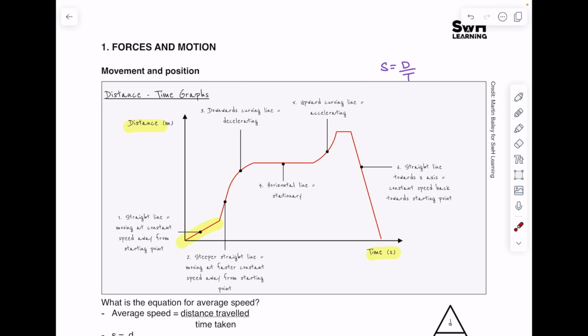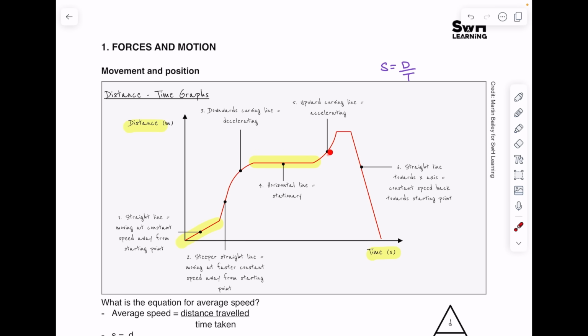As the graph line curves, the object must be accelerating. It's steeper here, so we've got faster acceleration up here, and then as the graph line becomes shallower, we have deceleration. At any point where you've got a horizontal line on a distance time graph, clearly the object hasn't travelled any further distance, which is why we would say that the object is stationary.